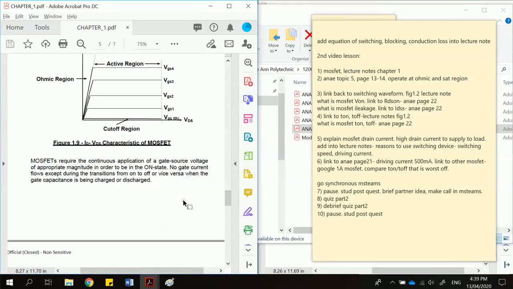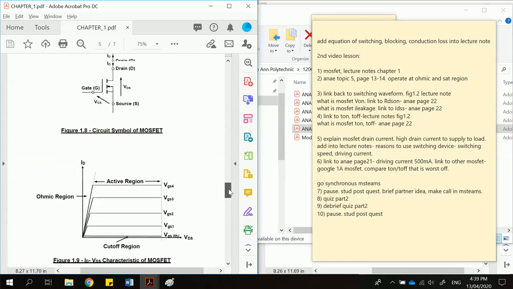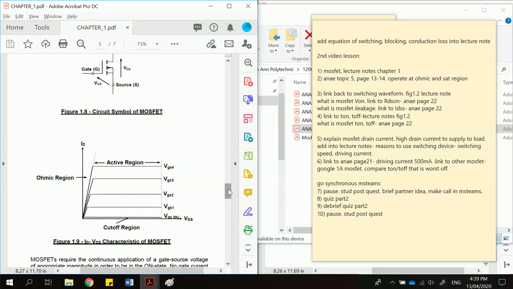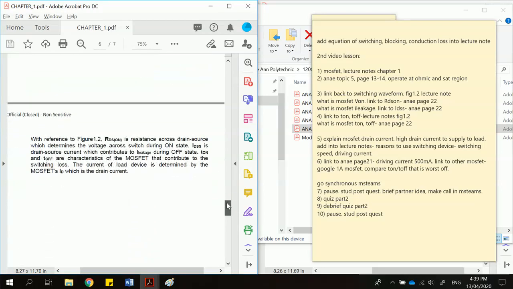Students, I just want to bring your attention to the notes in chapter 1. This one is figure 1.8 that we were looking at, and figure 1.9 is the IV characteristics of a MOSFET. We talk about the two regions, ohmic and cutoff. And then at the bottom of it, I just want to bring your attention to these few sentences over here.